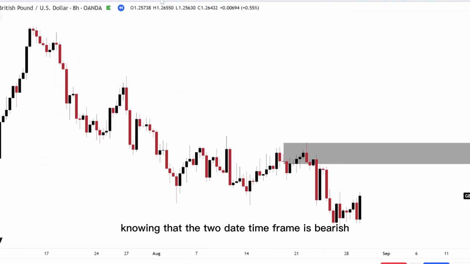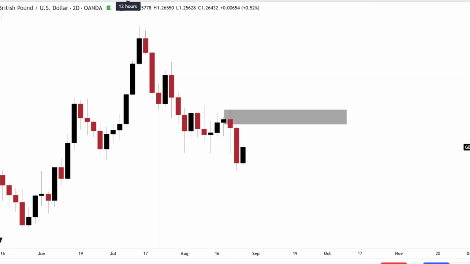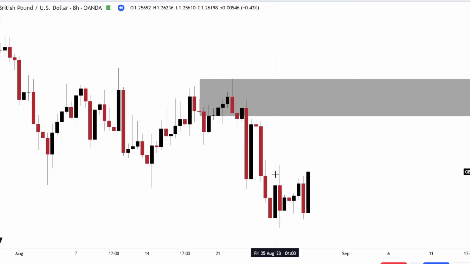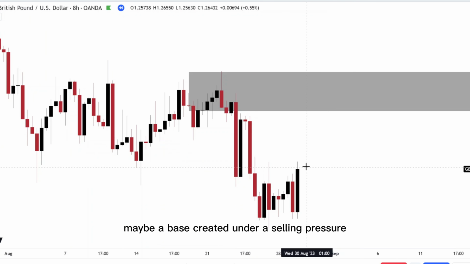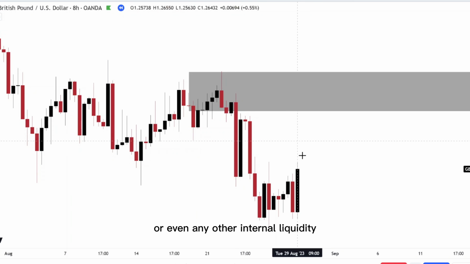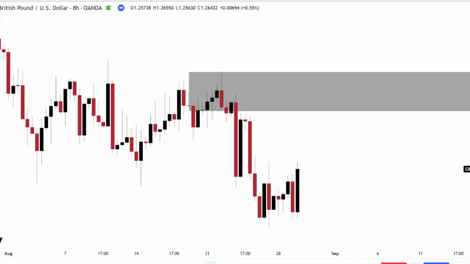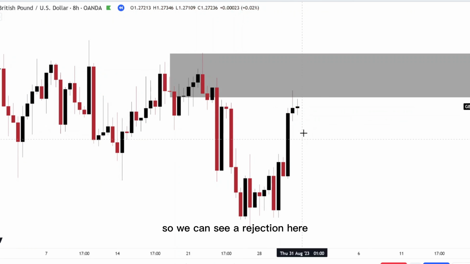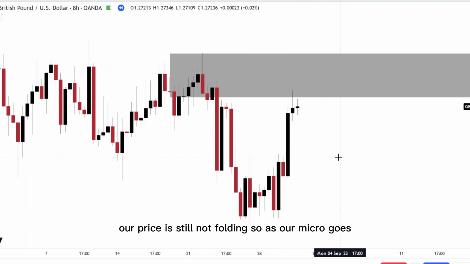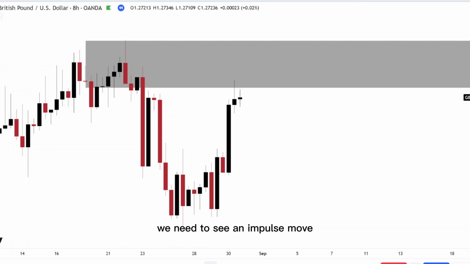And of course, knowing that the 2-day time frame is bearish, on the 8-hour we're looking to see any signs of weakness. Maybe a base created under selling pressure, or even any other internal liquidity created after a sequence of selling pressure. So we can see a rejection here, but price is still not folding. So as our micro goes, we don't have anything determined yet. We need to see an impulse move.